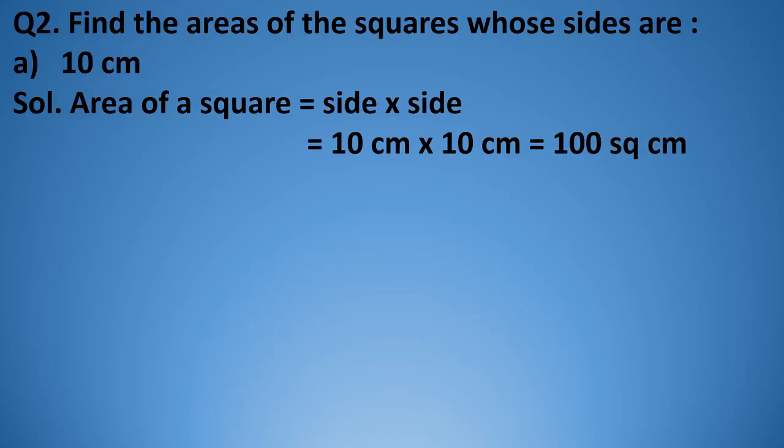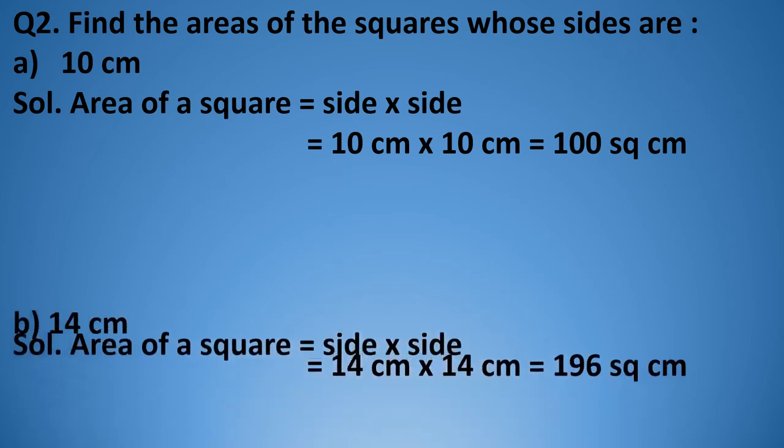Here I want to tell you one common mistake that students normally commit. They write down 10 multiplied by 10. But what they do? They add it. They write down in the answer 20 square centimeter. Don't commit this type of mistake. Okay? It is 10 multiplied by 10, 100 square centimeter.